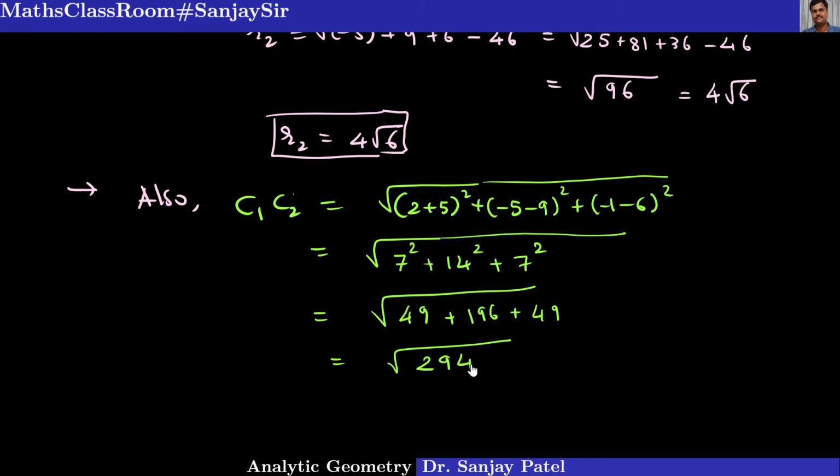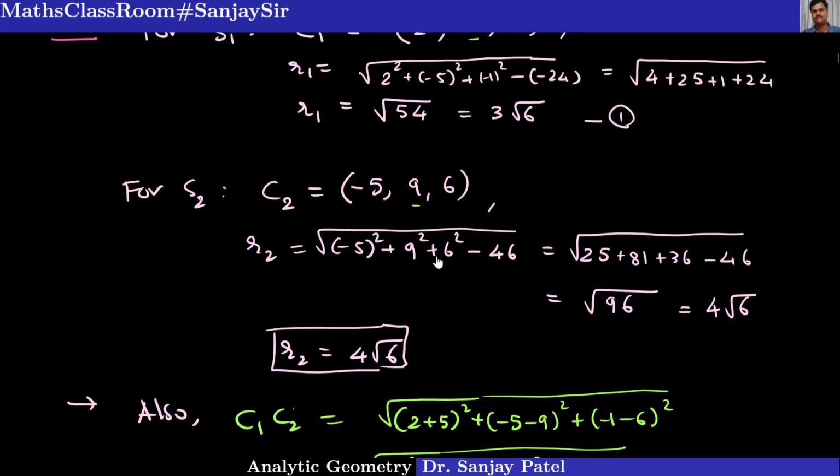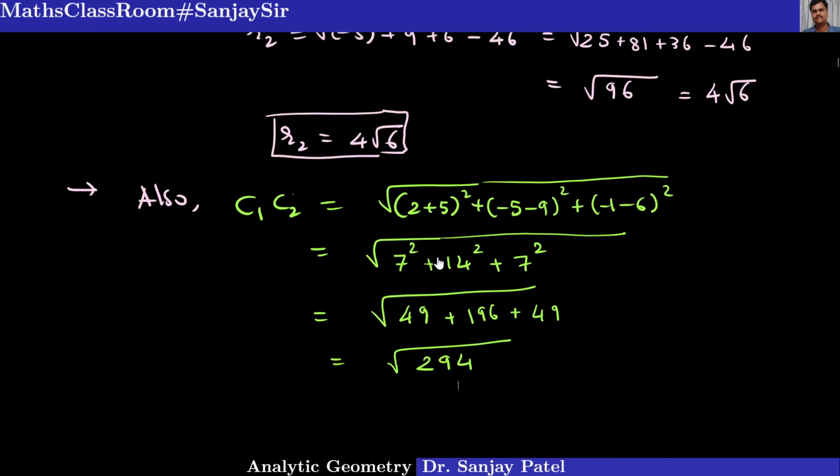Can I simplify this as we did earlier? This is 49 into 6. Just a minute, and 294. So this is actually, if we factorize, it is the same as 49 into 6, which is nothing but 7 root 6. So we are getting C1 C2 is equal to 7 root 6.